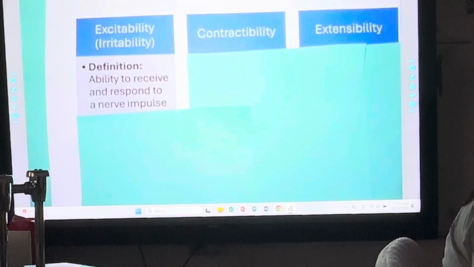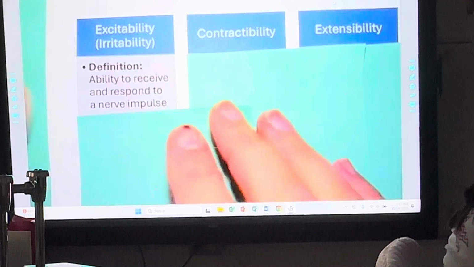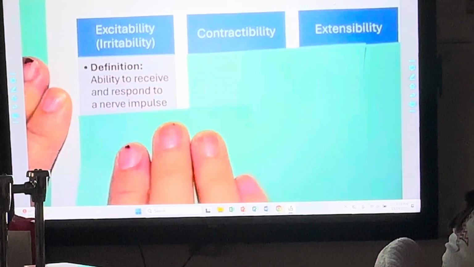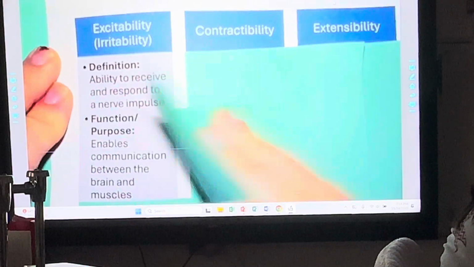So we're going to start off with a definition for excitability. Sometimes it's also referred to as irritability. And this is the ability to receive and respond to a nerve impulse. So basically, we can respond to some sort of stimuli and nerve impulse that tells us we need to do something.